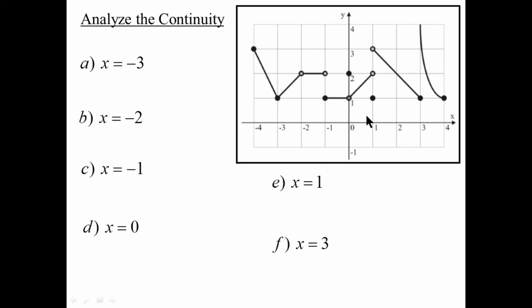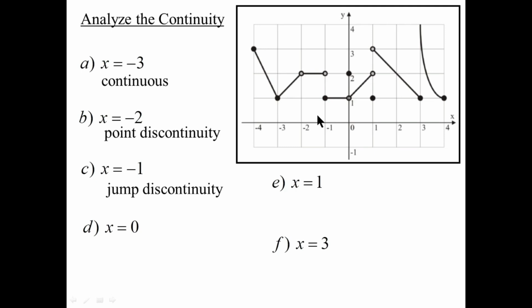Let's analyze this function for continuity. What's happening at x equals minus 3? Well, there's minus 3 along the x-axis, and we can see that we could draw right through there without lifting our pencil from the page. So therefore, it's continuous at x equals minus 3. At x equals minus 2, there's a hole. And so that's a point discontinuity. At x equals minus 1, there's a jump. So that's a jump discontinuity.